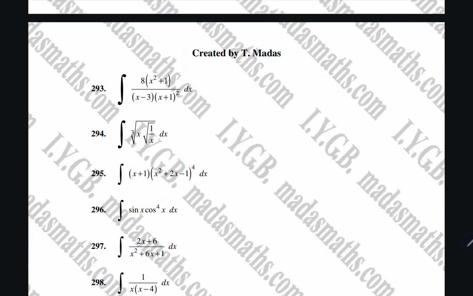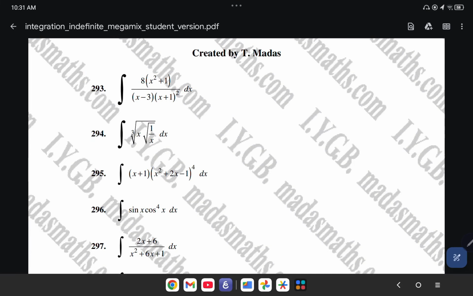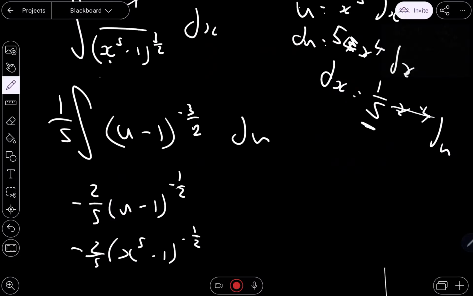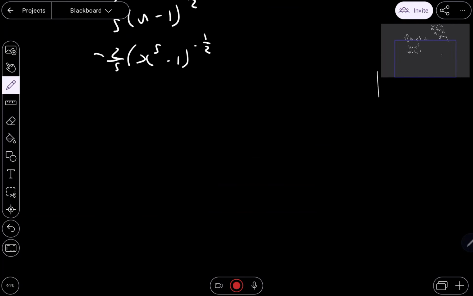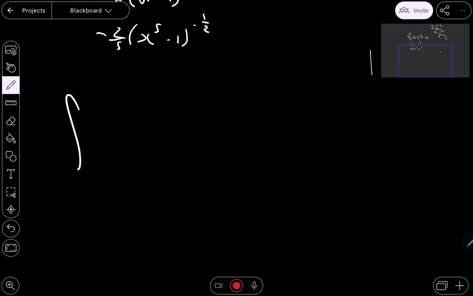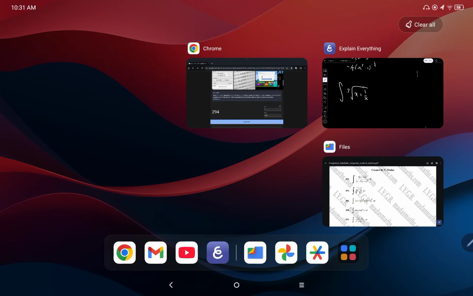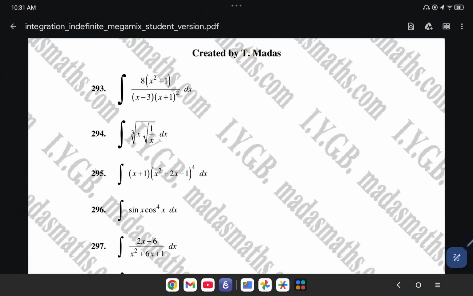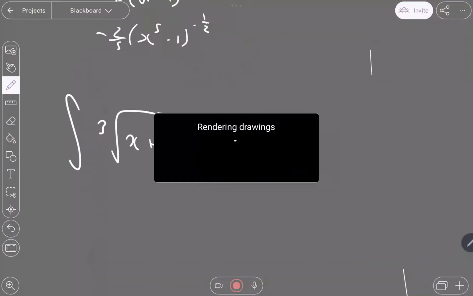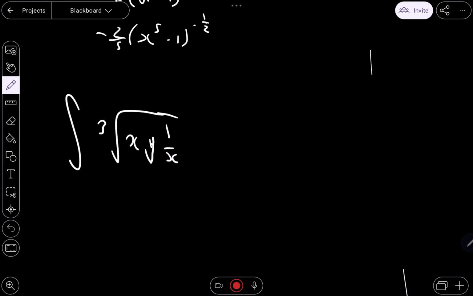Finally, something actually cool. The cube root of x, root 1 over x. Finally, let's do an actual integral here. I think it said the integral of the cube root of x, was it plus 1 over x? There was a times in here, I think. Hang on. It was such an unusual integral. It was x times root 1 over x.